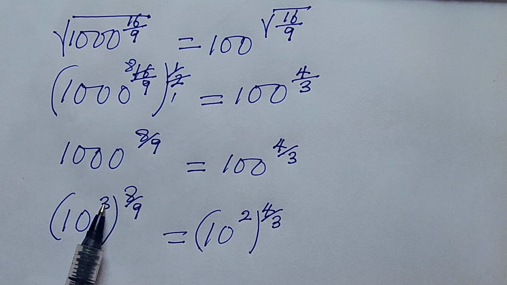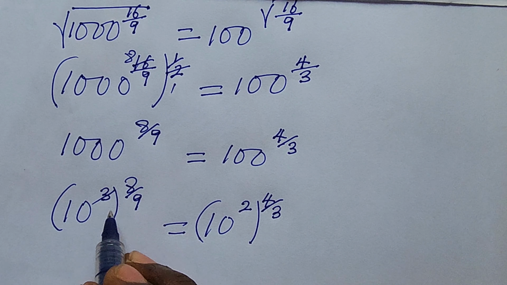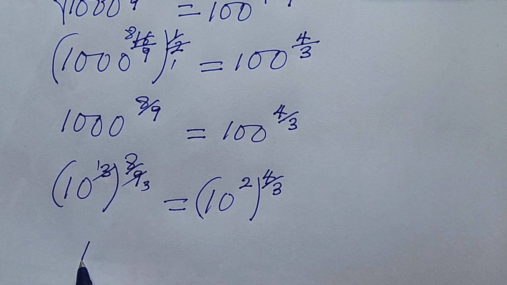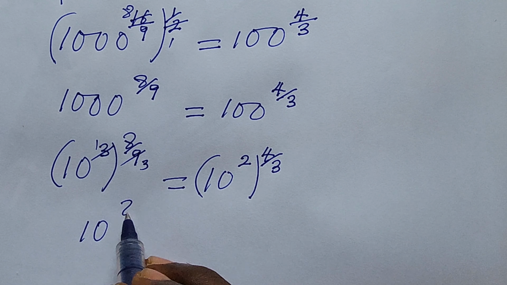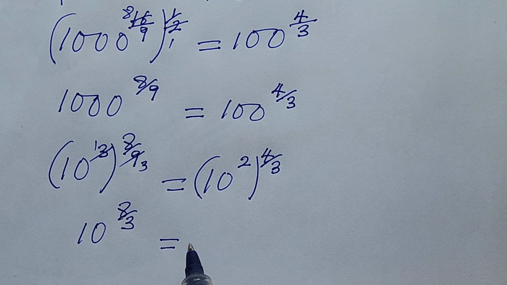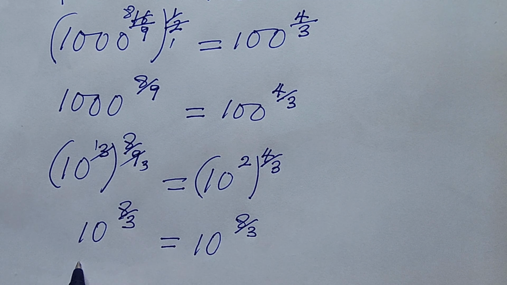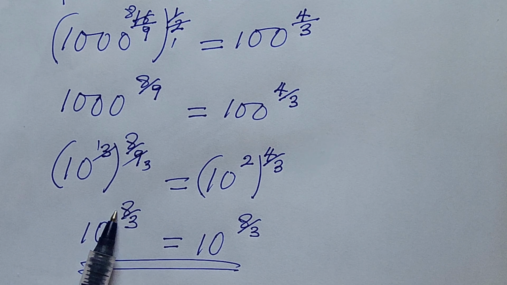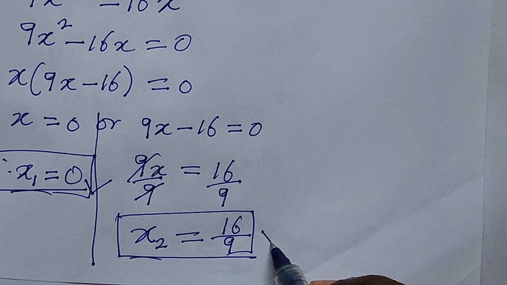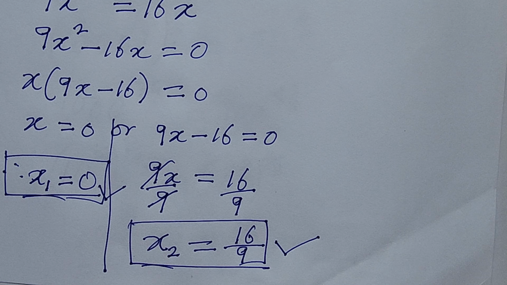Again, we can equally multiply the exponents. At the end of the day, this will give us 1 and this will give us 3. So we now end up having 10 to the power of 8 all over 3, equal to, here we use this 2 times 4, 10 to the power of 8 all over 3. So you discover that the left-hand side is equal to the right-hand side. So it shows also that this root x2 equal to 16 all over 9 satisfies the original equation.